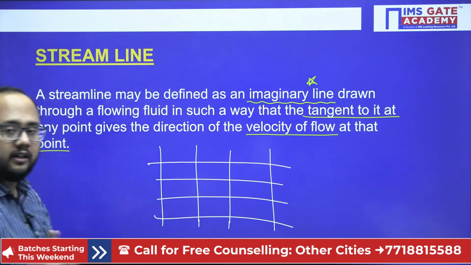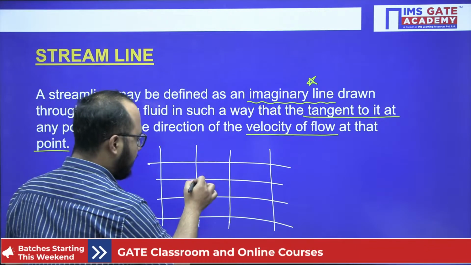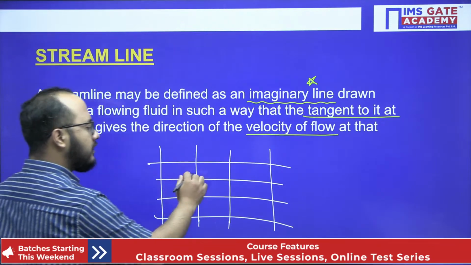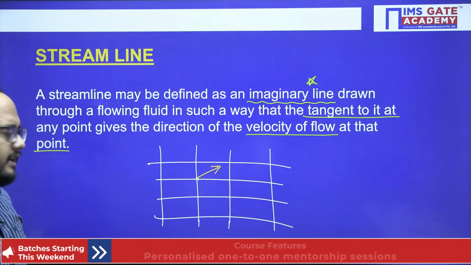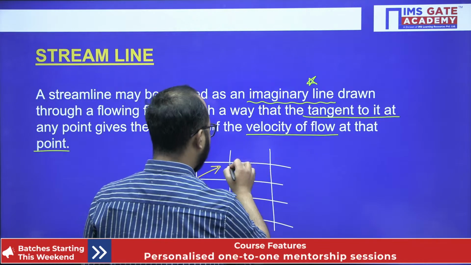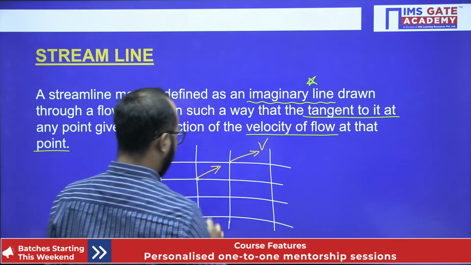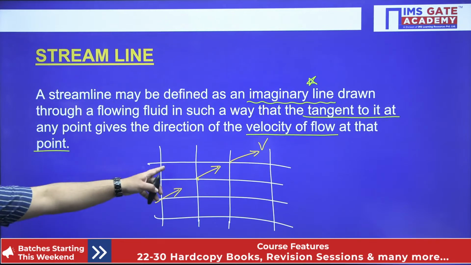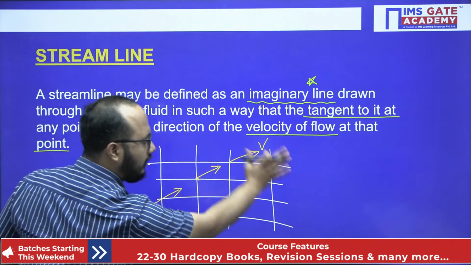This is the flow field. Let's suppose any point I have selected here. If this is my point, at this point let's suppose my velocity is like this, so the direction of velocity is like this. And at this point, velocity is like this. And at this point, the velocity is like this. Now, at different points, I have figured out the direction of velocity. So it is my flow field.